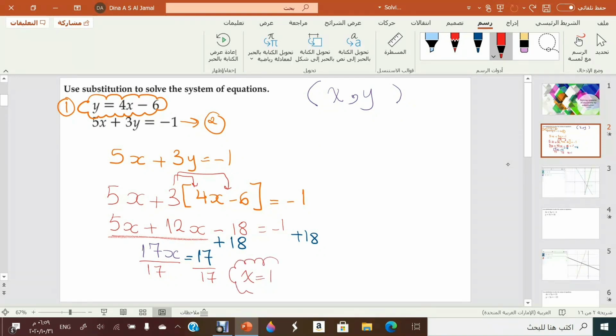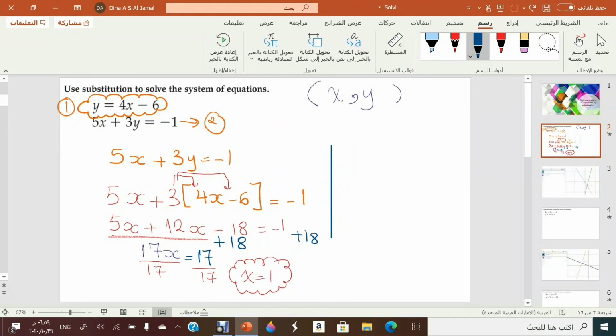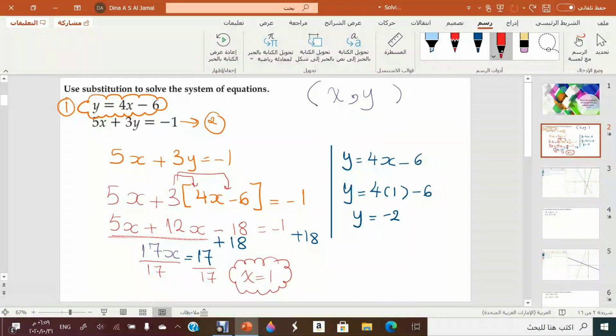Am I done? No, I'm not done. I also need to find y, and you need to be very organized in your solution. So y equals 4x minus 6. Let's use this x to substitute and find y. 4 times 1 minus 6. y is equal to 4 minus 6, which means minus 2. And this is your solution. You put it as the coordinate point (1, -2).